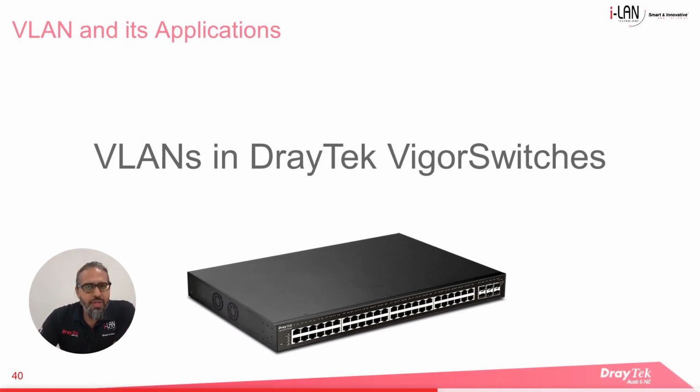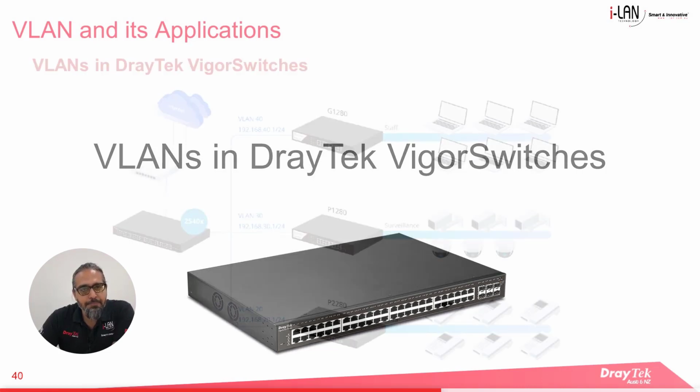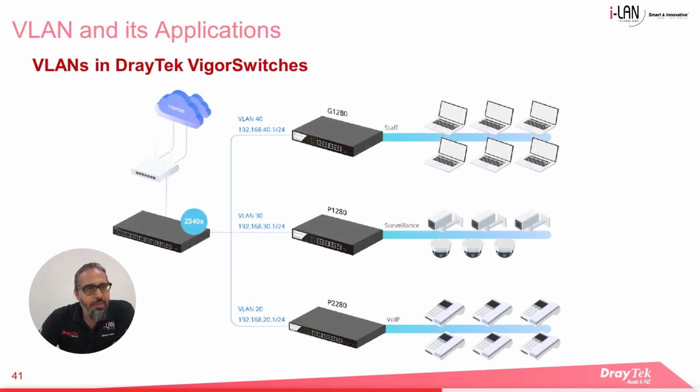Now we'll briefly take a look at VLAN options in Draytek VIGA switches. We'll go over VLANs in VIGA switches in more detail in our next webinar. In a large network, as shown in this diagram, much of the data traffic is between devices or servers on the local network, so not much traffic needs to go to the internet.